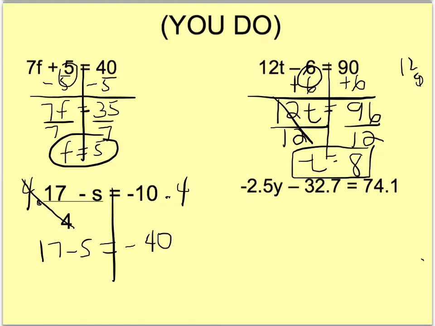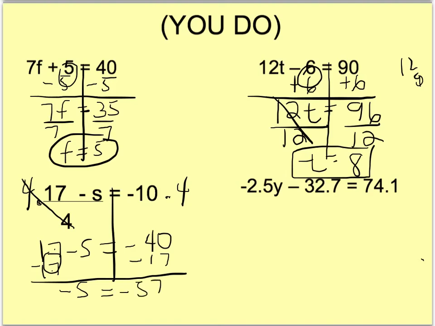Okay? So then I want to subtract, this is a positive 17. So to make this 0, I need to subtract 17. So I'm going to subtract 17. Okay? So 17 minus 17 is 0. And then I have negative s left over. Don't forget to bring that down. I have negative s equals negative 40 minus 17, negative 57.